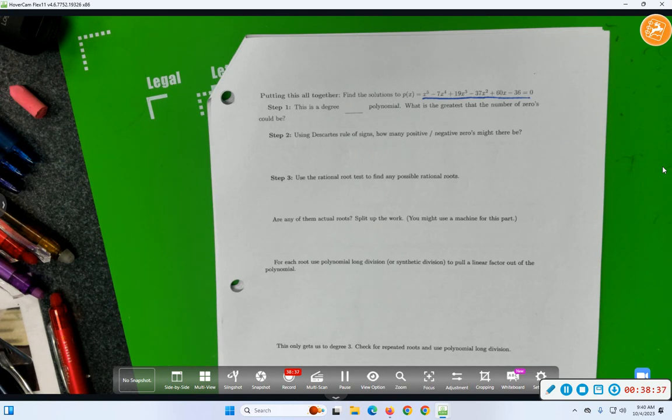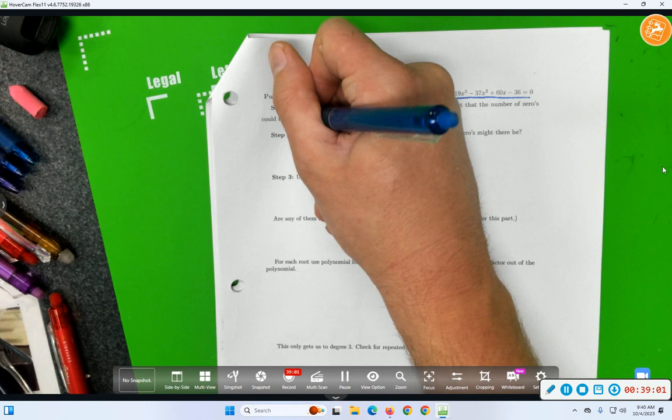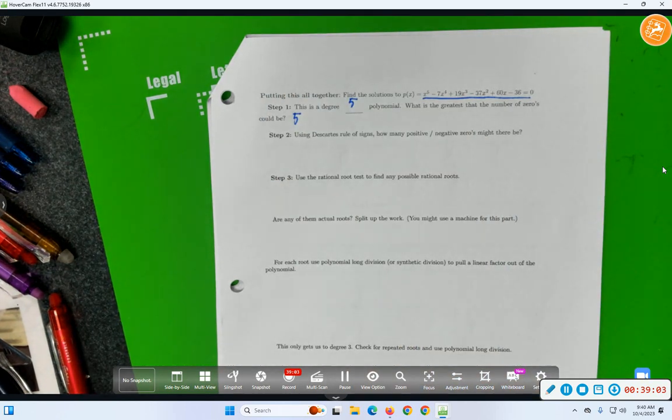First question, what's the degree of this polynomial? 5. So it's the greatest number of real solutions it could have. In fact, I know it has exactly 5 solutions as long as I'm willing to count with multiplicity, and I'm also willing to count complex solutions. So that means if I can find 5 roots, then I'm done.